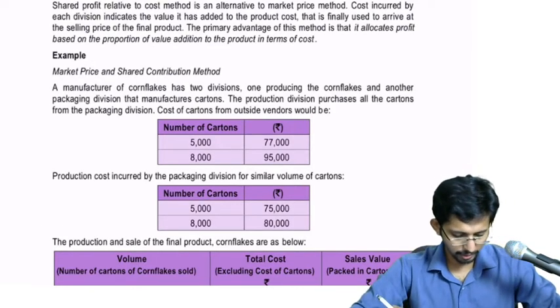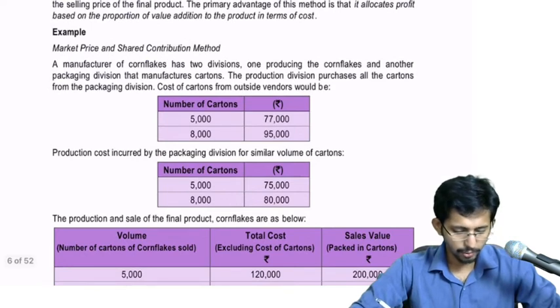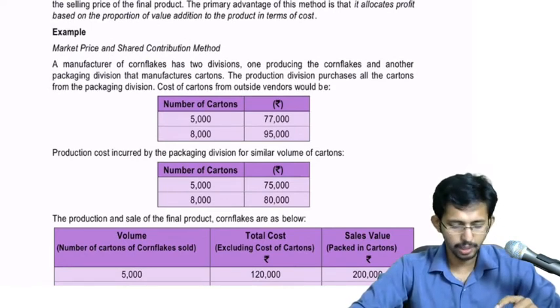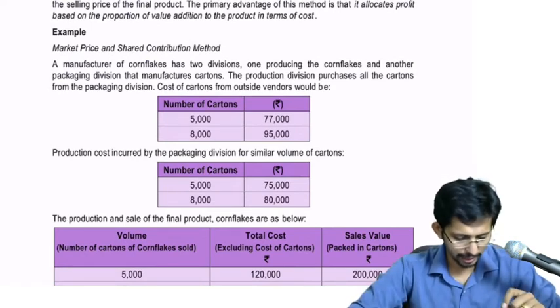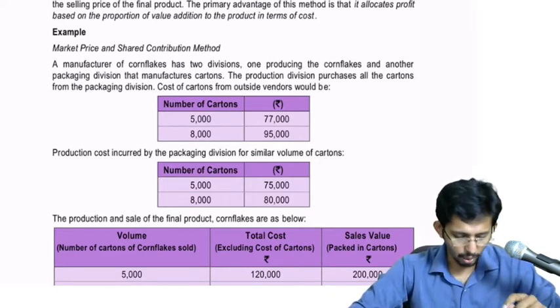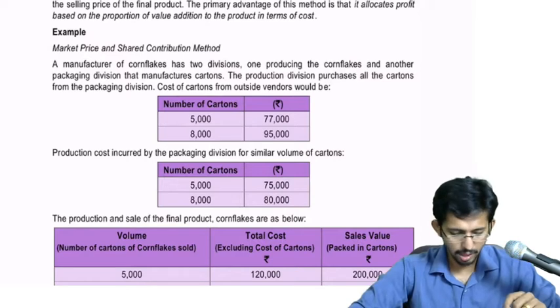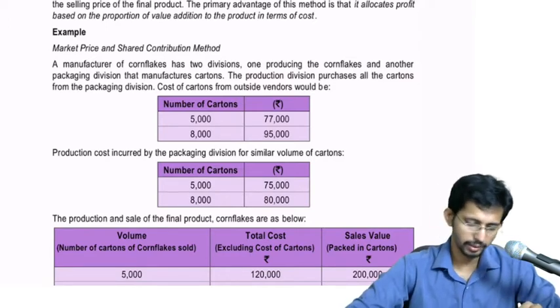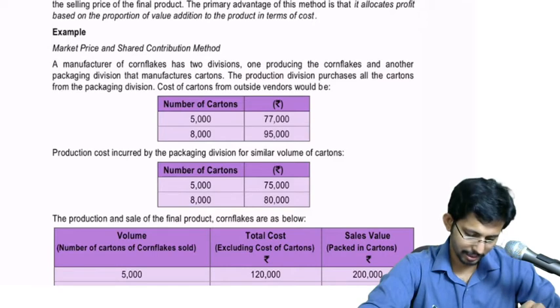Okay, if you read the question, a manufacturer of cornflakes has two divisions, one producing the cornflakes and the other a packaging division that manufactures cartons. The production division purchases all the cartons from the packaging division. Cost of cartons from outside vendors would be, for 5,000 cartons, 77,000. For 8,000 cartons, it is 95,000. So here you have two divisions.